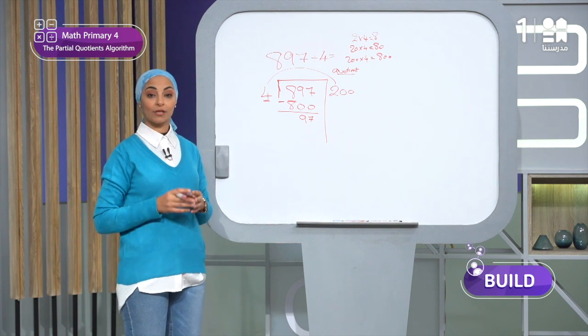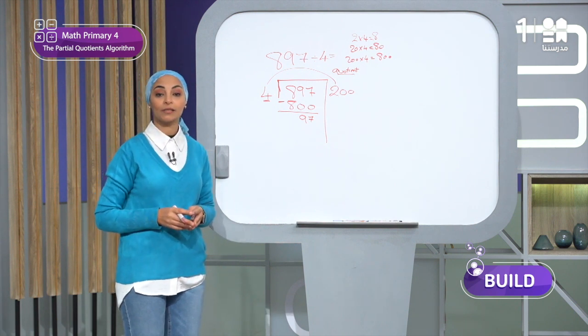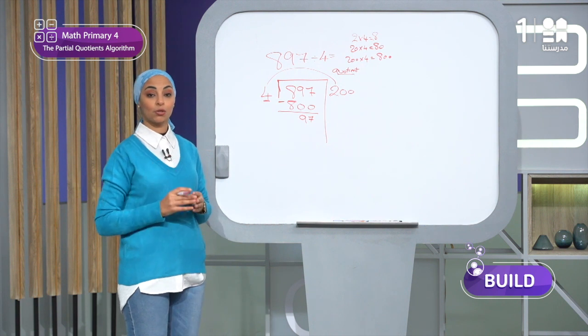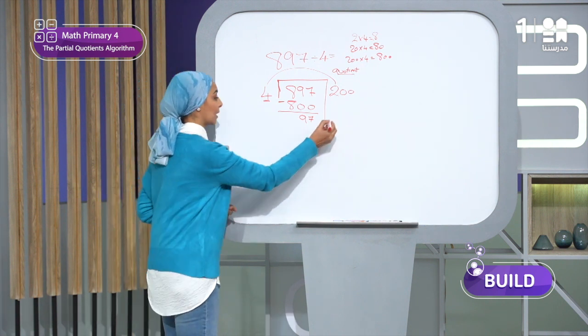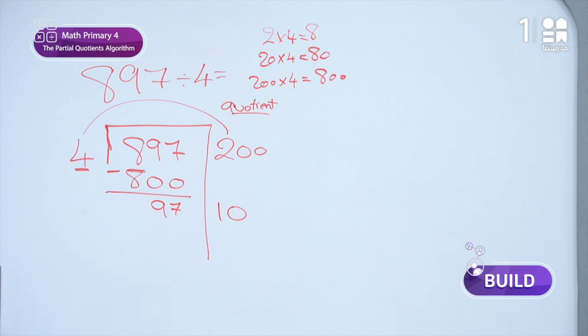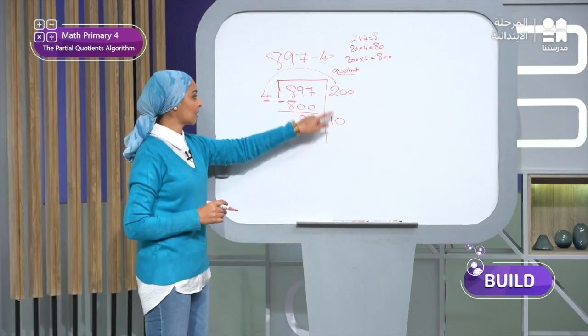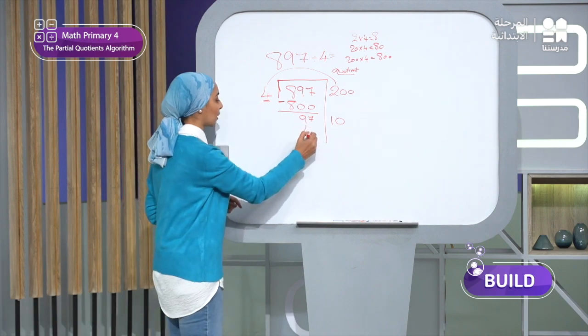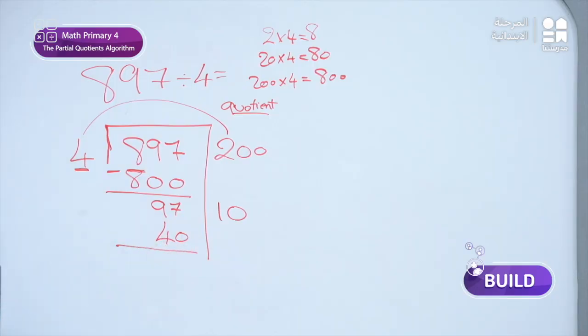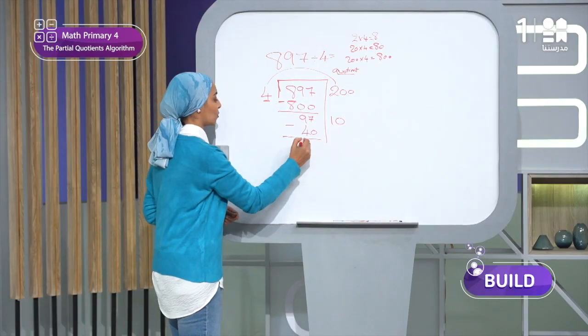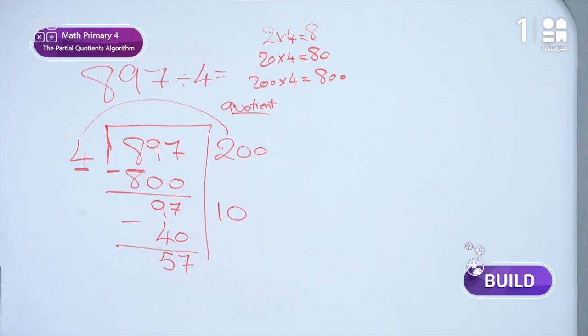40 divided by 4 is 10, right? So I will write 10 under the 200. I will write 10 here, okay? Then what should I do? I will write 40 under the dividend. 10 times 4 is 40, so I will write 40 here. And then the next step, I will subtract the two numbers. So the answer will be 57.